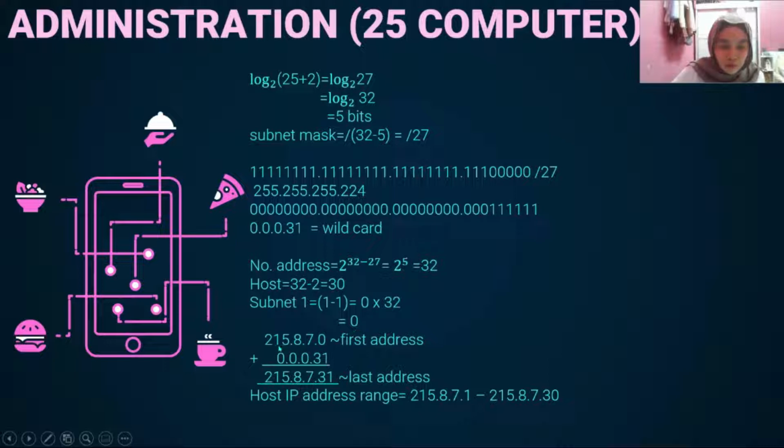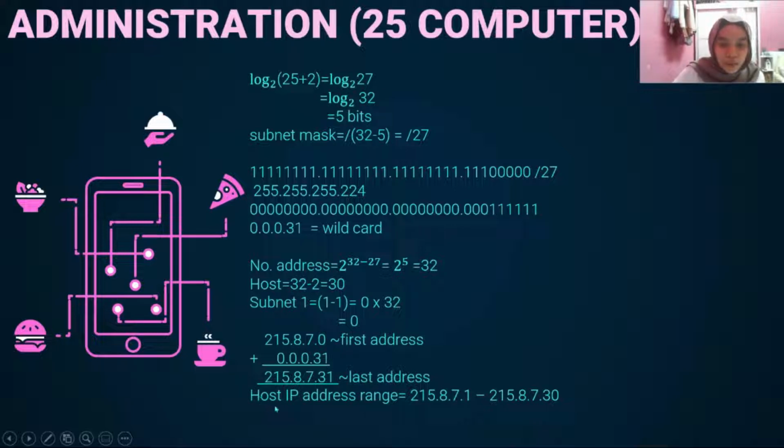Then you take the IP address, and you take the 0 and put it at the host ID, which is the 4th bits, and that is how you will get the first address. And then you add it with the wildcard, and that is how you will get the last address, which is 215.8.7.31. It is also a broadcast address too.